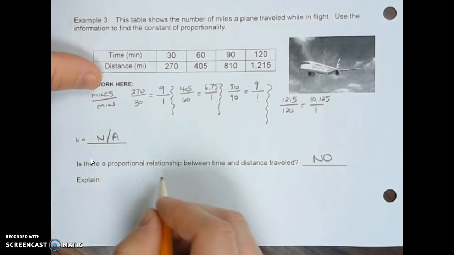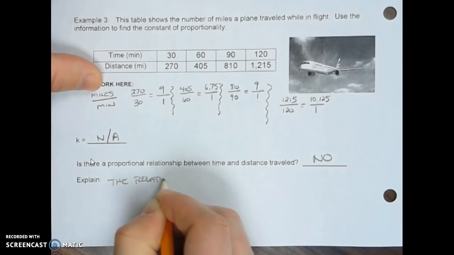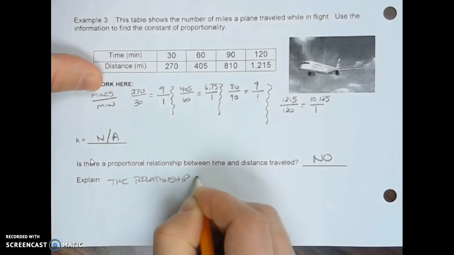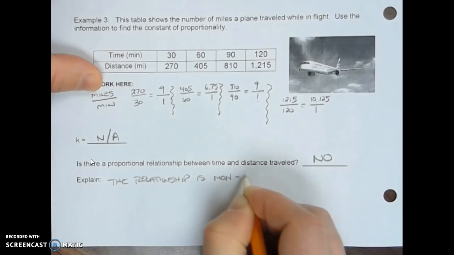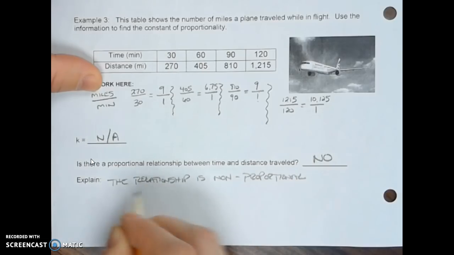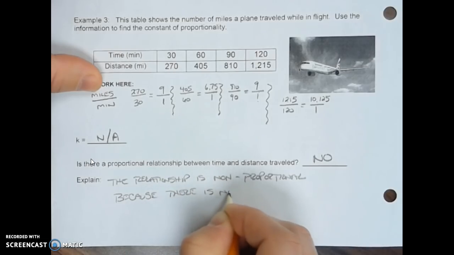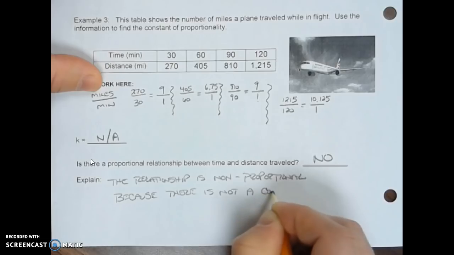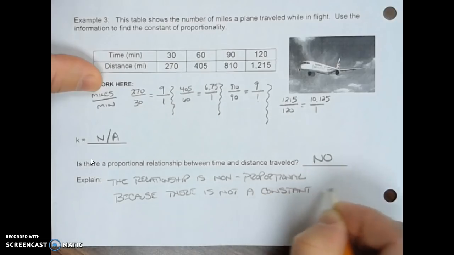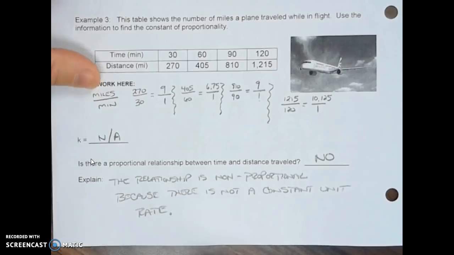And the reason, okay, we would say the relationship is non-proportional. The relationship is non-proportional because there is not a constant unit rate. If there is not a constant unit rate, then the relationship is non-proportional.